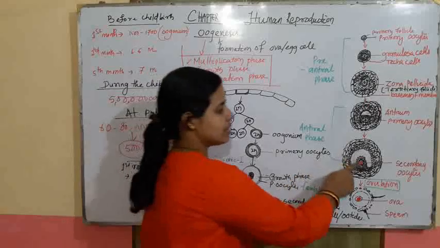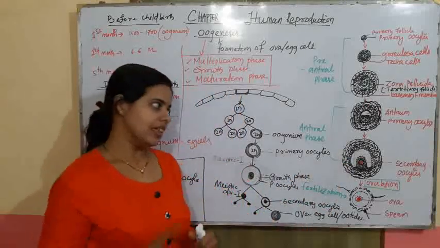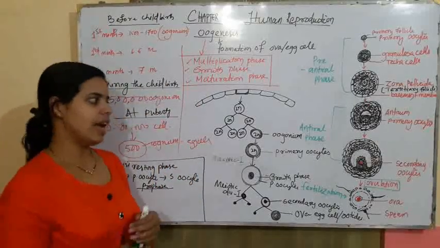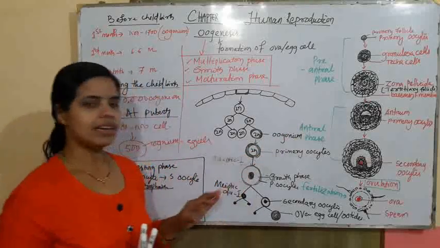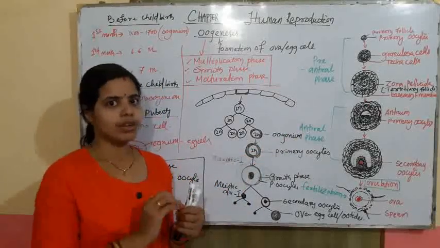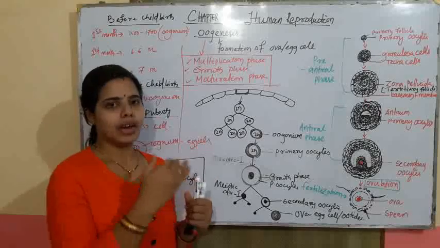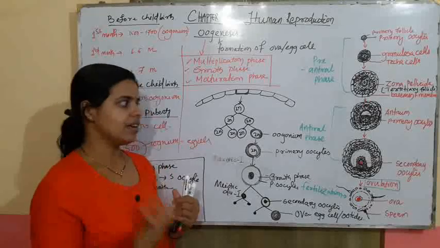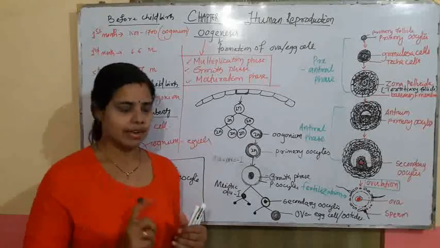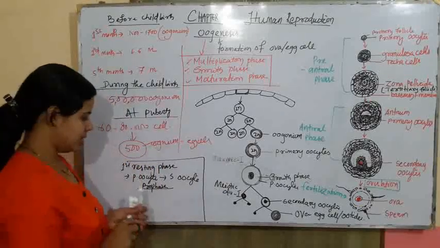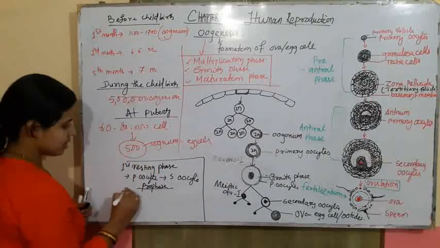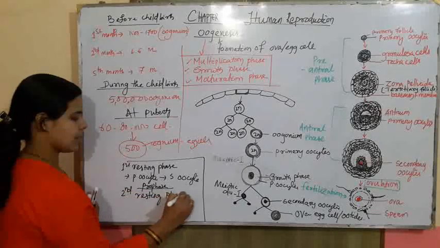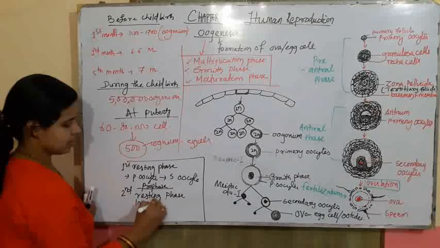After that the secondary oocyte has to be formed. That process is called what? Maturation phase. In that, what will happen? The primary oocyte again resumes its functions. By overcoming all the problems, it breaks down and converts into the secondary oocyte. But here also you can remember one thing, that the second resting phase will be seen in metaphase.